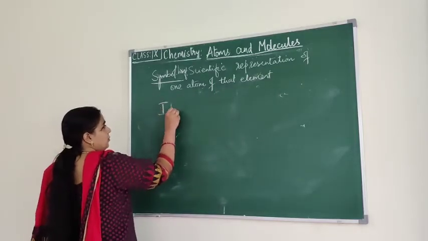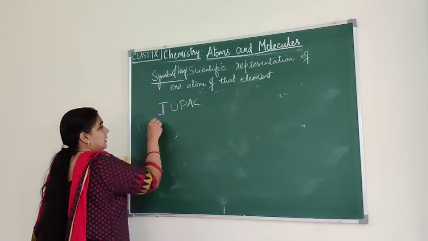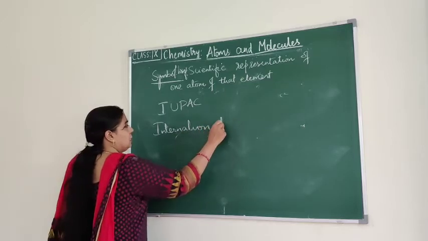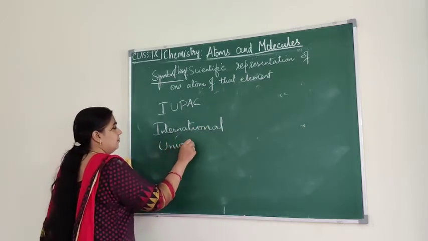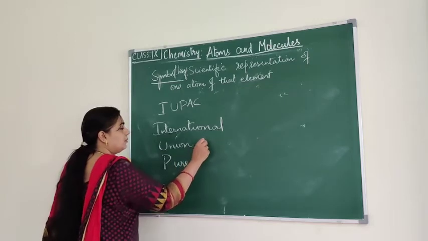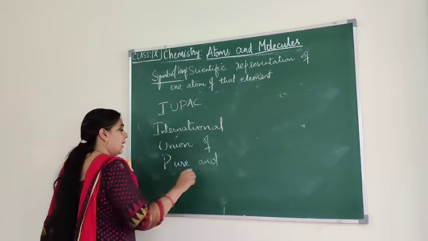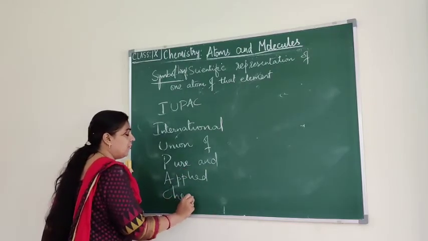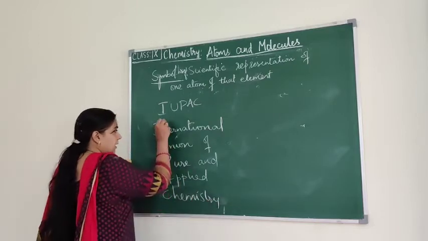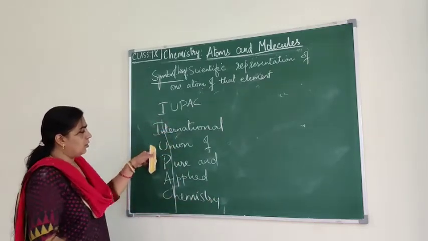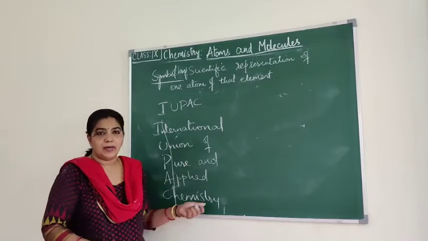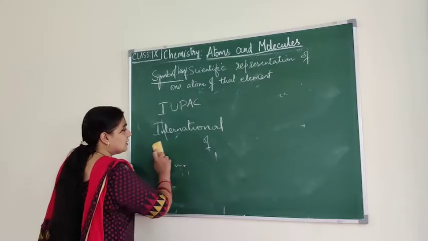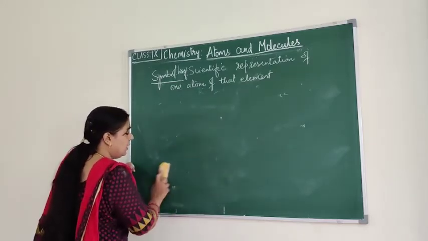So what is this IUPAC? IUPAC is an international union of pure and applied chemistry. That is IUPAC, International Union of Pure and Applied Chemistry. They give the symbol for the element. So now let us learn the symbols of a few elements.